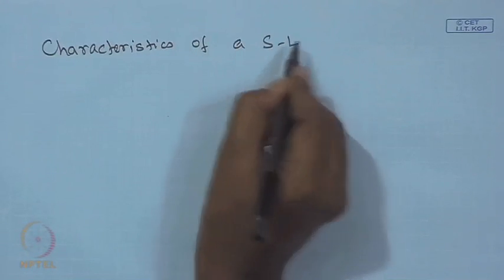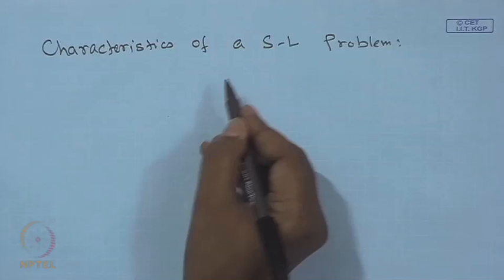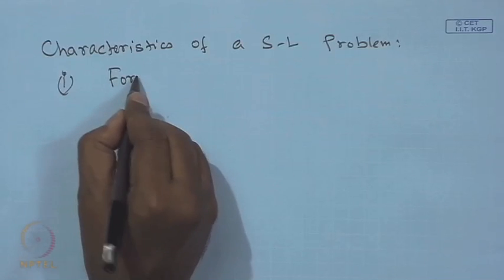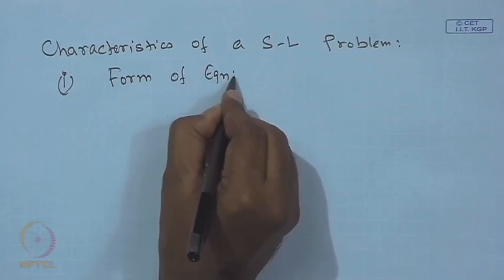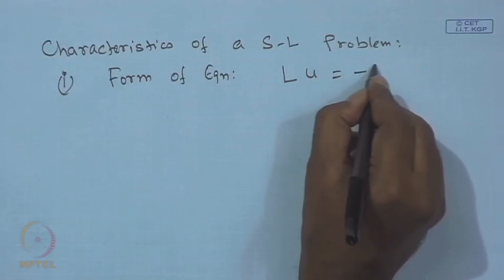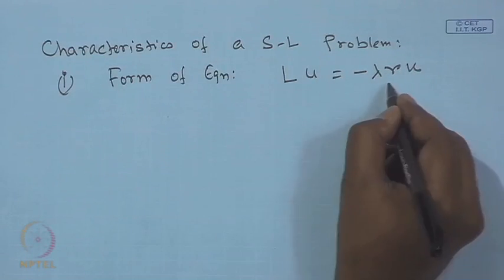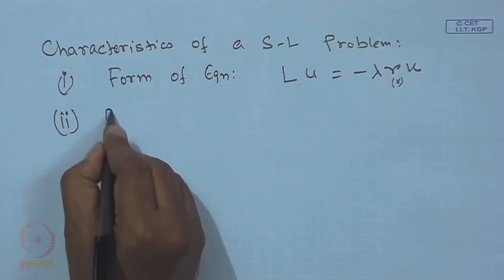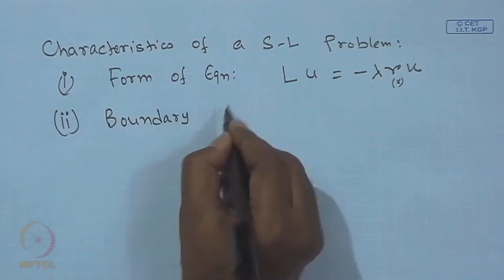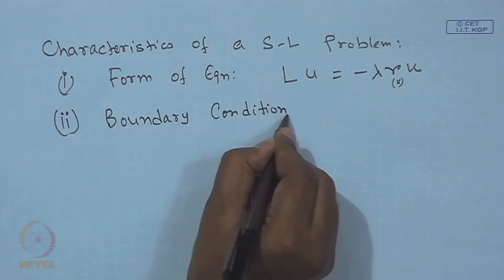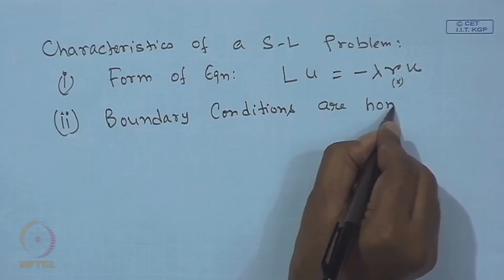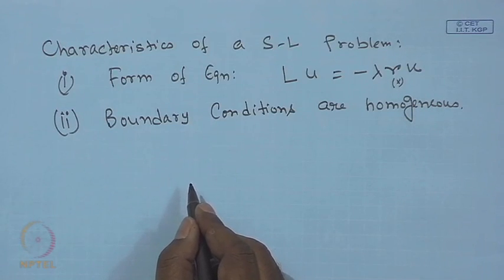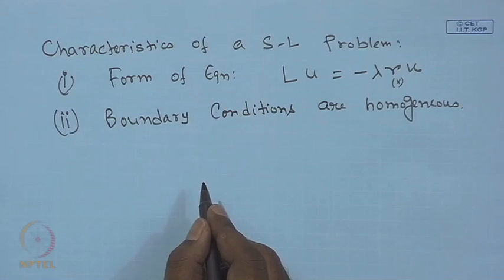So, we can now identify the characteristics of a Sturm-Liouville problem. There are two characteristics. The first is that the form of the equation must be L u is equal to minus lambda r u, where r may be a function of x in general. That is the form of the governing equation, and the boundary conditions are homogeneous. If these two characteristics are satisfied, then we have a Sturm-Liouville problem.